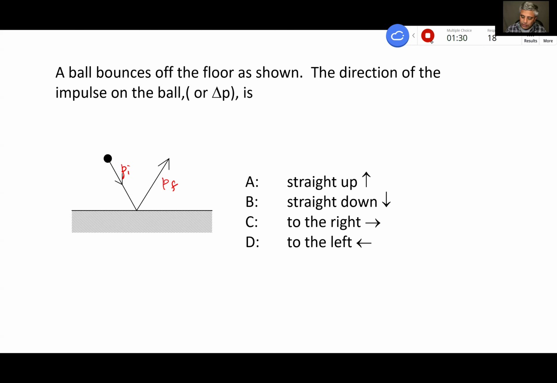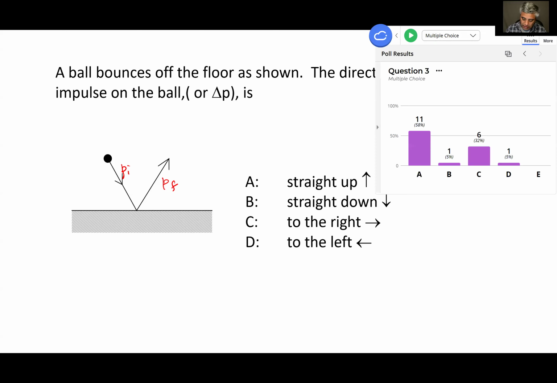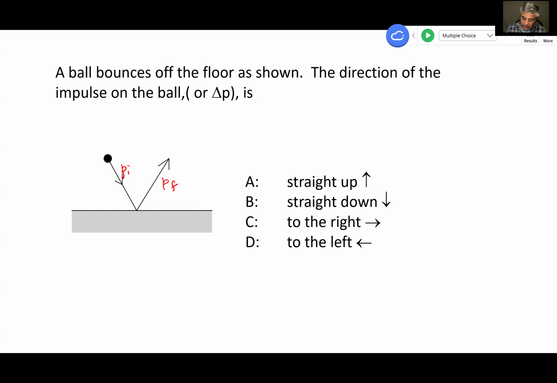Okay, so let's see what we got here. Mostly A, and there is C as well. So in this case, A is the correct answer. So how do I do that? Probably if you chose something else, you did not put the tails together. See, the tip is here and the tail is there. So tip, tail, tail to the tip, not tail to the tail.